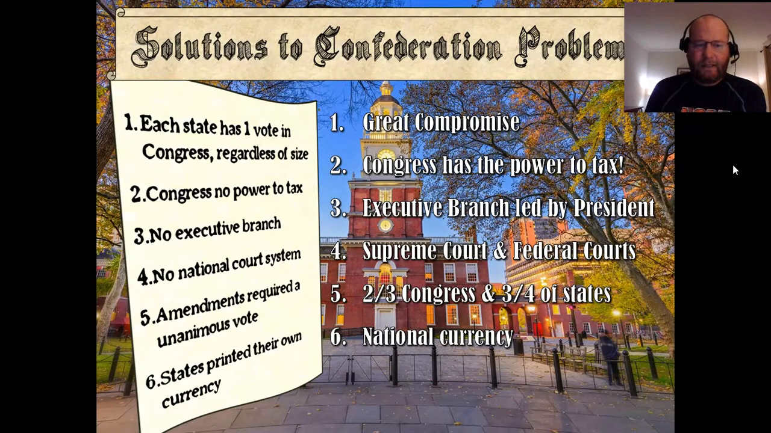And lastly, another big problem with the Articles is that the states printed all their own money. Here there's a national currency. We've got the dollar. So it makes things much easier in terms of economics and trade for our country and its citizens.